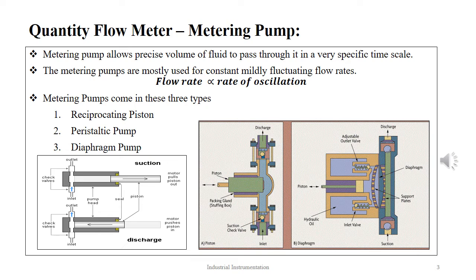A very common method for directly controlling low flow rates of fluids is to use a device which is known as a metering pump. A metering pump is a pump mechanism with a motor and drive electronics contained in a monolithic package. A simple 120-volt AC power supply and a control signal can operate a metering pump. A metering pump allows a precise volume of fluid to pass through it in a very specific time scale.